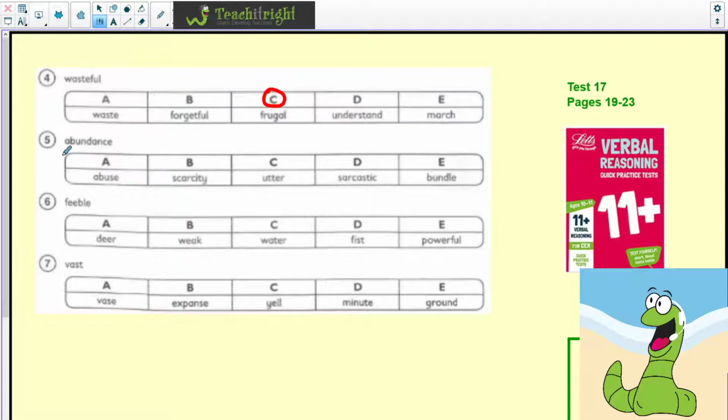Abundance, we've come across that word a lot of times, haven't we, over the weeks. Scarcity. Feeble and powerful, feeble being weak. And then vast and minute. I thought that was probably the easiest section of your homework. 7 out of 7, but hopefully what you are noticing is a lot of these words that are coming up are words that you've come across before. And this is all about your retention. Can you remember how to define these words when you see them again?